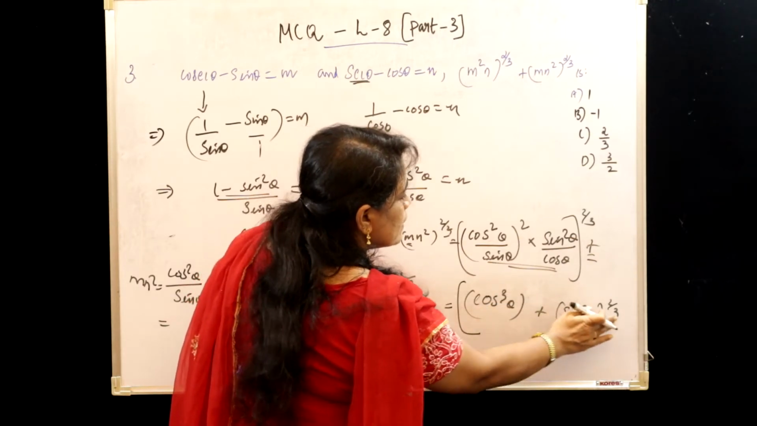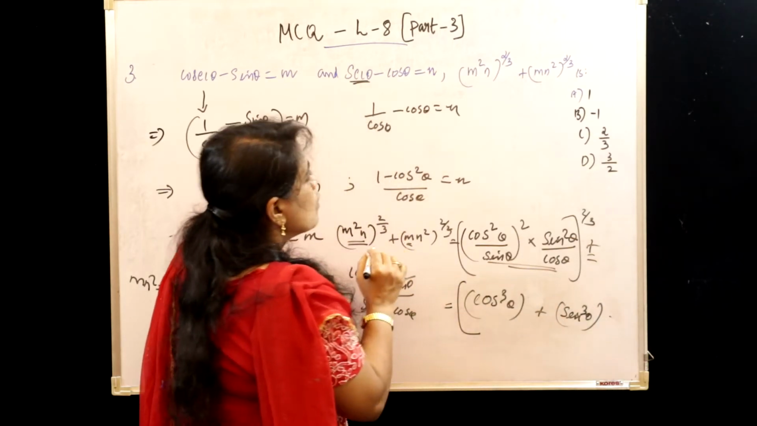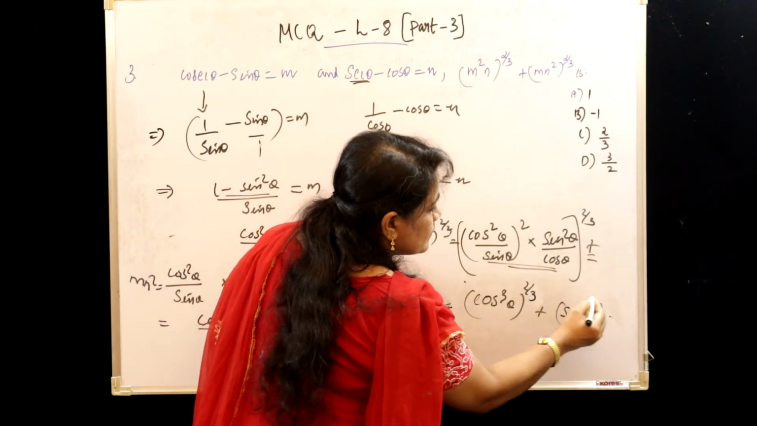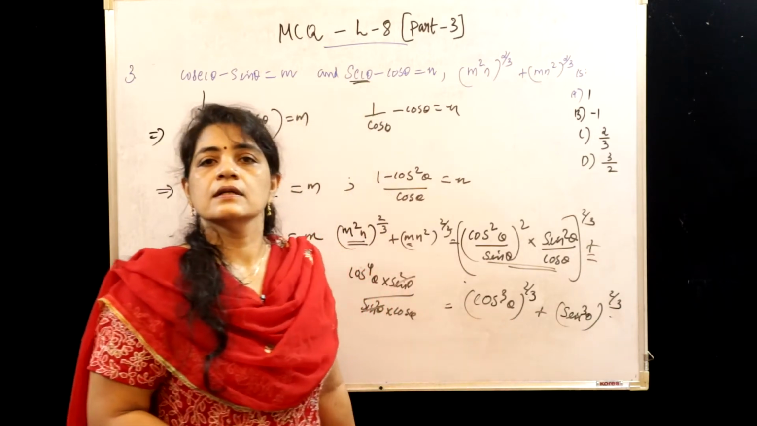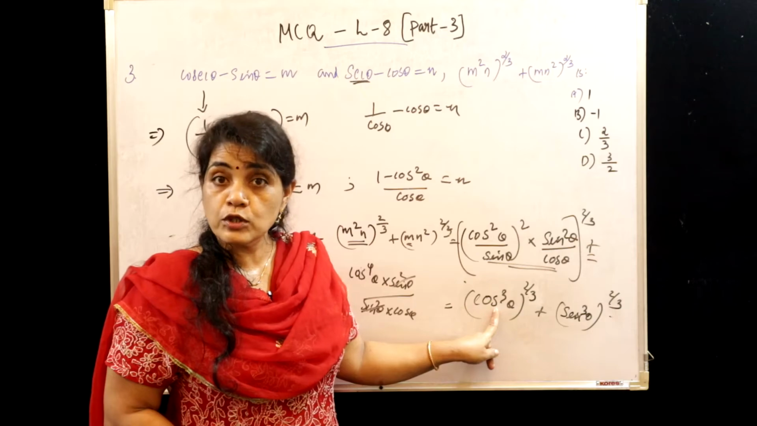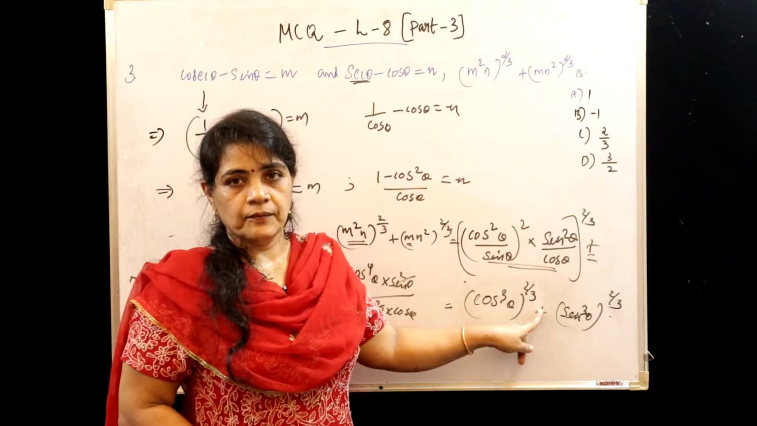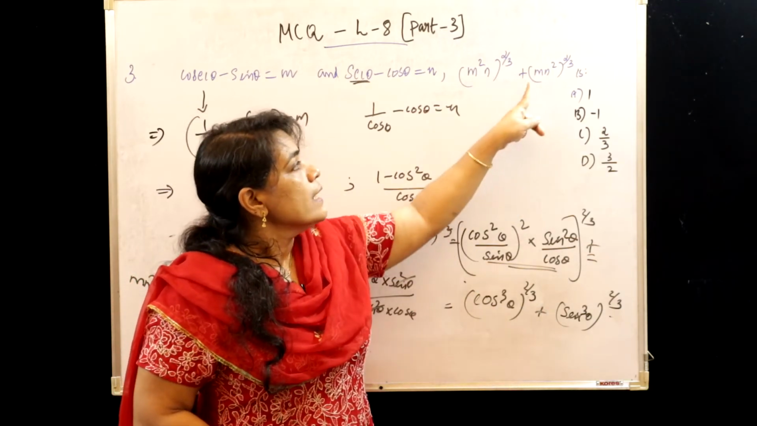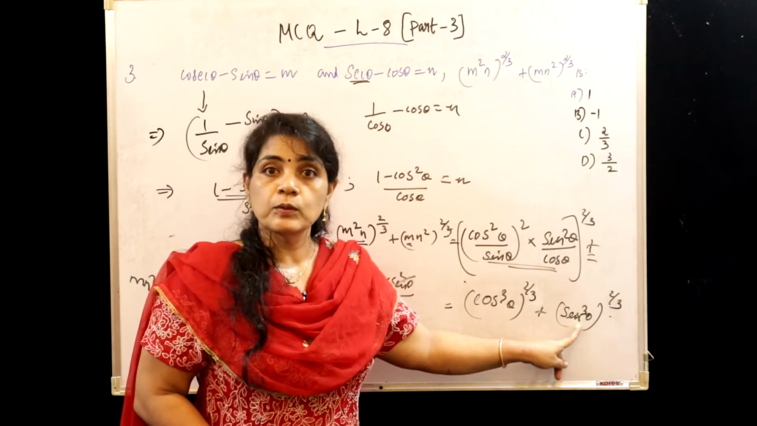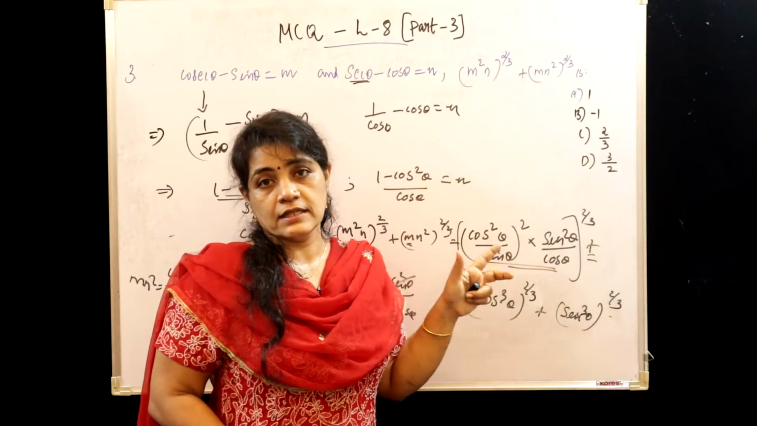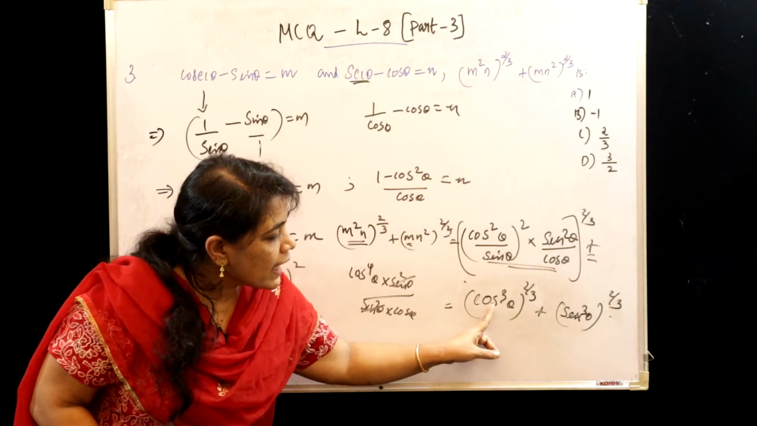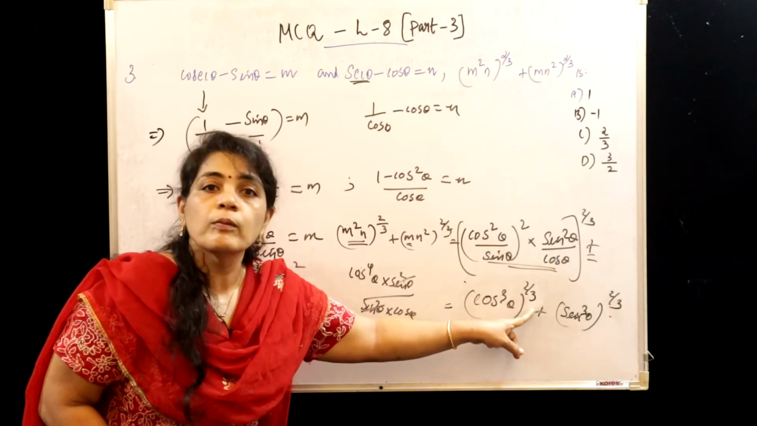Here the power comes here, because each has to take 2 by 3. Yes, 2 by 3. See children, m square n to the power 2 by 3, so m square n is cos cube theta to the power 2 by 3, plus mn square to the power 2 by 3. So mn square is sin cube theta and its power 2 by 3. Separately we have to give the power 2 by 3. So children, here cos cube theta to the power 2 by 3.